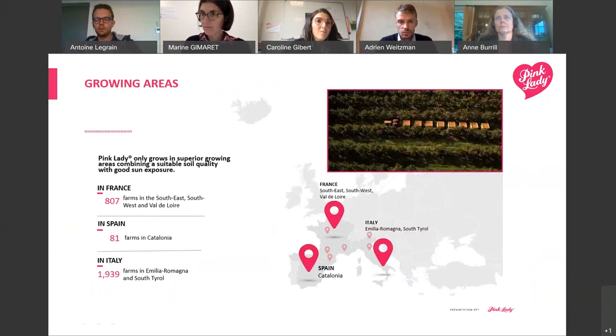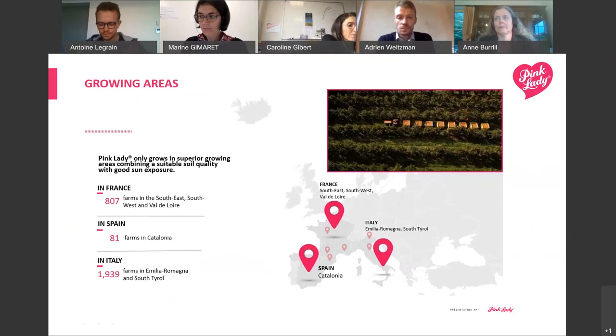The different growing areas are in Europe, in France, Spain, and Italy. Nearly half of the production is in France and in Italy, and a little part of the production is in Spain. There are a lot of producers in Italy, but they are mainly micro farms, very small producers, around 2 hectares per producer.